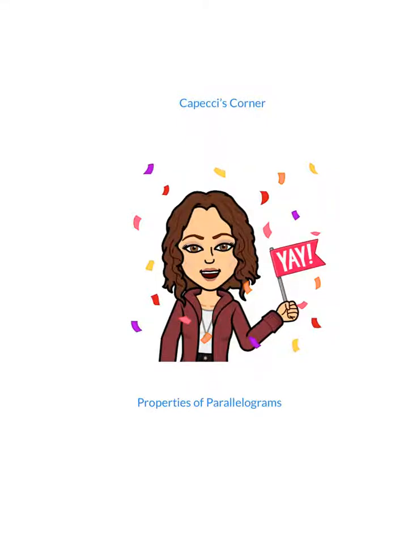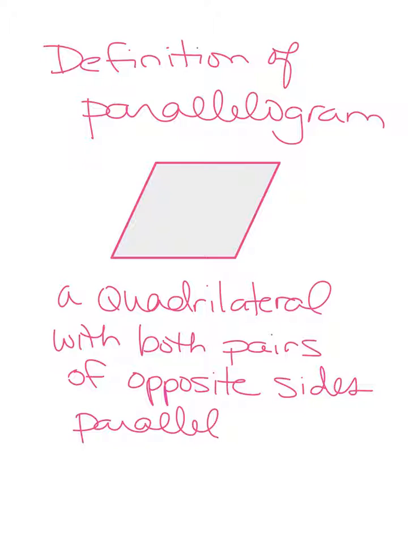Today on Capecchi's Corner, we're going to look at properties of parallelograms. We're going to look at a few theorems, but first we have to define what a parallelogram is. It's a quadrilateral, which means it's four sides, with both pairs of opposite sides parallel. The markings you'll see show that these opposite sides are parallel, they have one arrow, and to show that these other opposite pairs are also parallel, you'll see two arrows there.